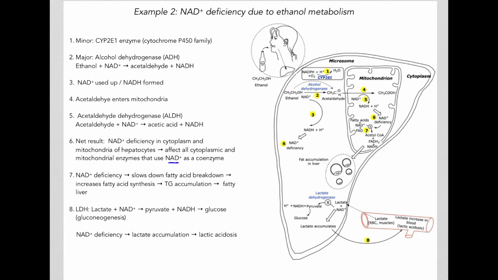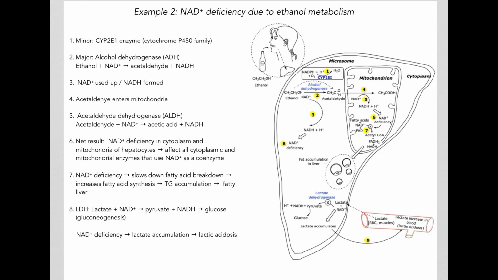Remember, NAD comes from a vitamin, niacin, and it's a vitamin that we humans cannot synthesize. And it's also very difficult. The pathways to make NAD are quite complex. It takes time to make NAD. So this can all lead to a deficiency of NAD, in this case in the hepatocytes.